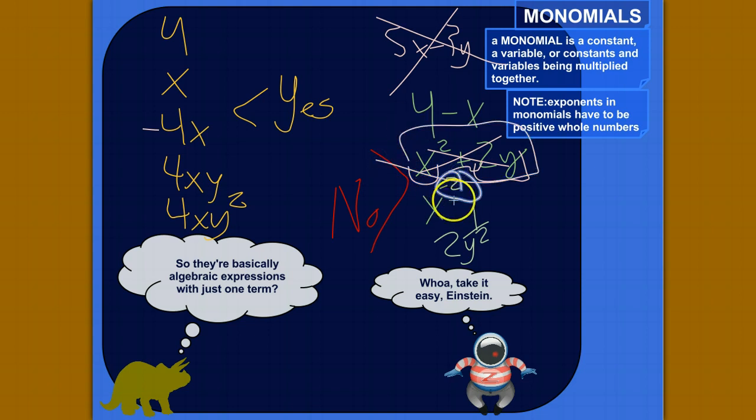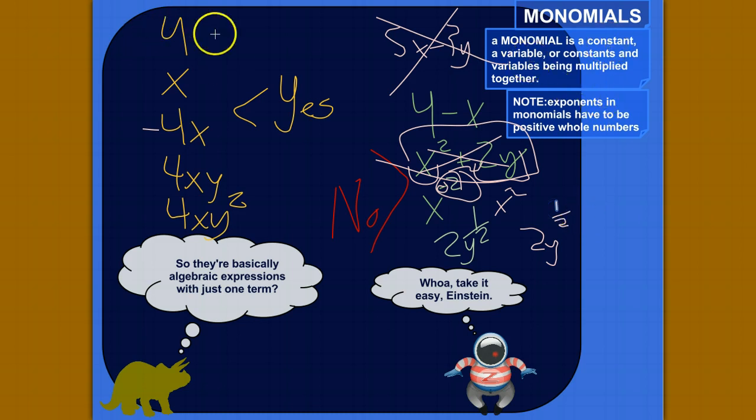This doesn't work because this is not a positive whole number. The exponent is not a positive whole number. So it would work if it's just x squared. That's fine. No problem. But since it's negative, bad. If this were 2y squared, everything's totally good, but it's 2y to the 1/2. That's not considered a monomial anymore.